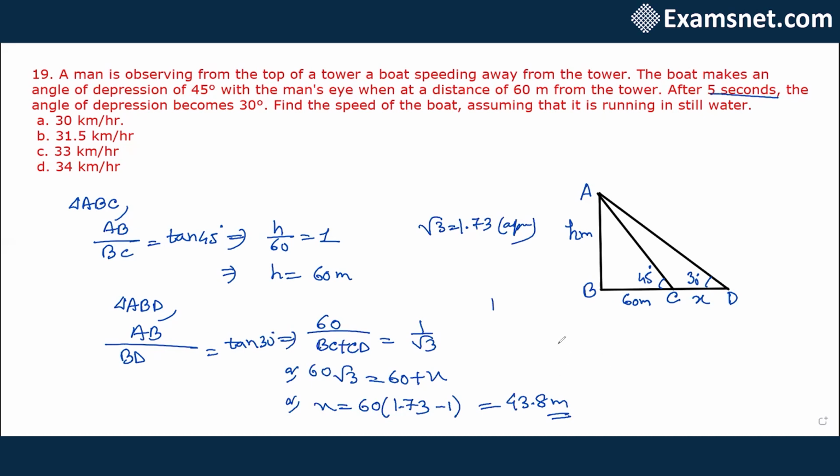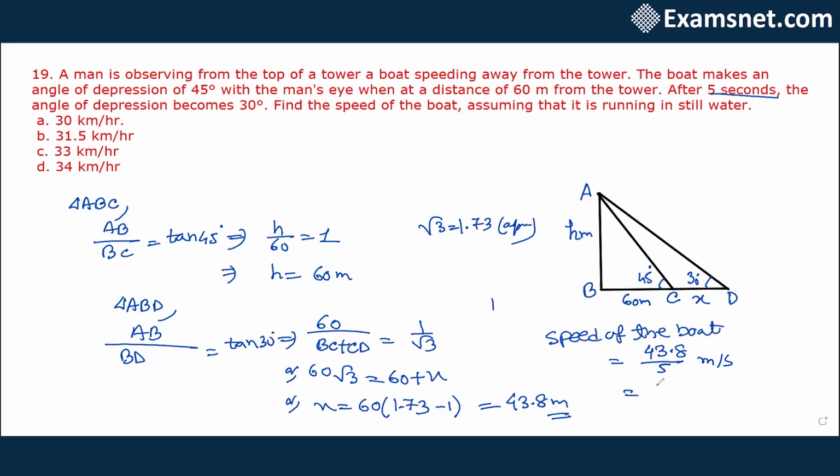Now speed of the boat equals to, so 43.8 meter covered in 5 seconds. So per second, the speed is 43.8 by 5 meter per second. Now, let me tell you how to convert speed, which is in the unit meter per second, to km per hour. We have to multiply that quantity with 18 by 5. Okay, it will be converted in the unit km per hour.